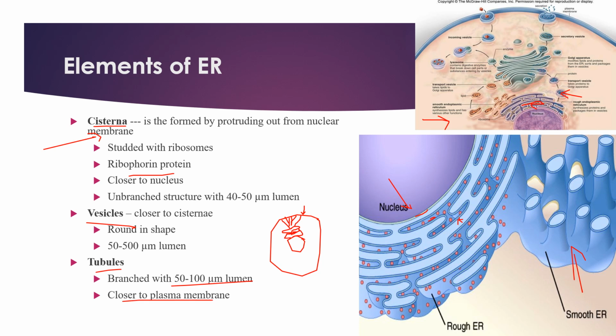So let me summarize this slide. Elements of endoplasmic reticulum are cisterna, vesicles, and the tubules. The cisterna is the structure which protrudes out from the nuclear membrane, and the vesicles are closer to cisterna, and the tubules are closer to plasma membrane.